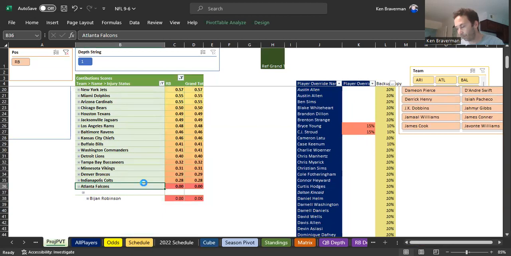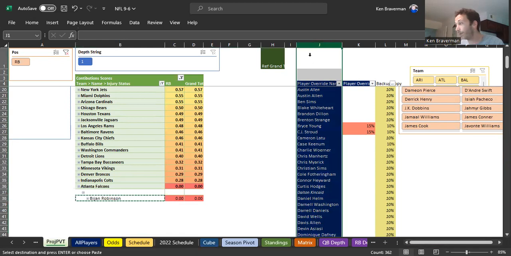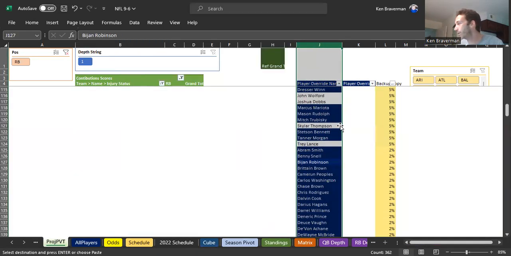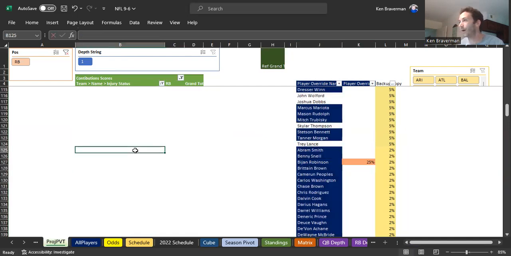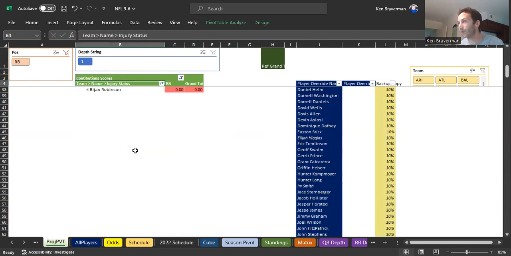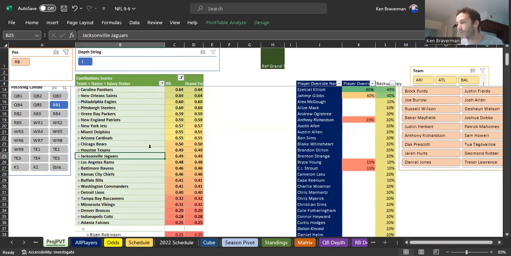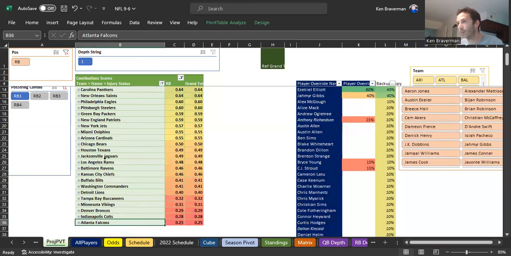Bijan Robinson, we're going to give him a 0.25 just because he's probably a draft pick, and that's why he's listing here as a number 1. So that's clearly one that we need to give him something. So I'm going to give him a 0.25. Everybody else got a rating in here from last year. So that's good. Now we've got our first string running backs taken care of. We just gave them a 0.25.